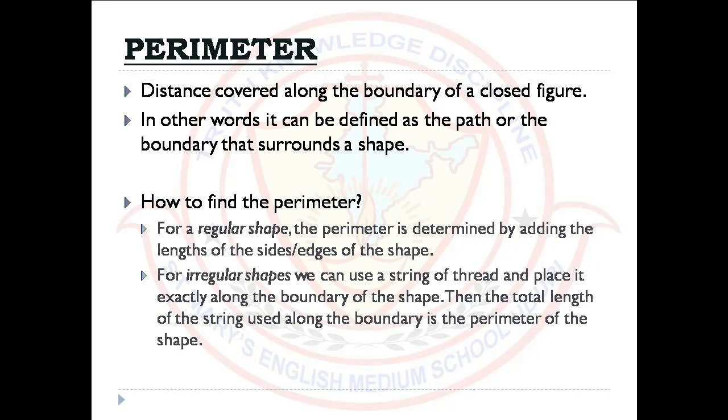Now, how to find the perimeter? For a regular shape, the perimeter is determined by adding the lengths of the sides or edges of the shape. For irregular shapes, we can use a string of thread and place it exactly along the boundary of the shape. Then the total length of the string used along the boundary is the perimeter of the shape.